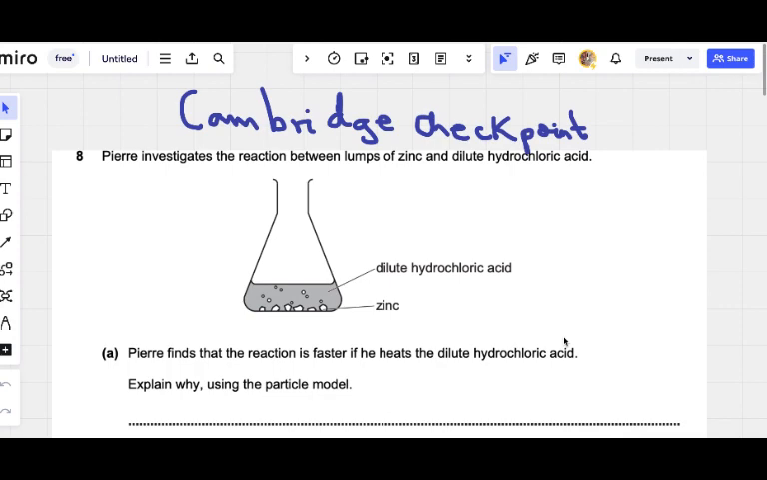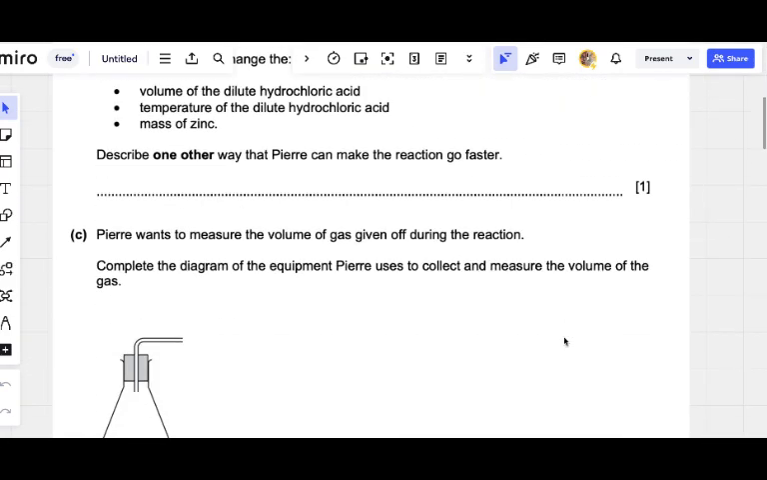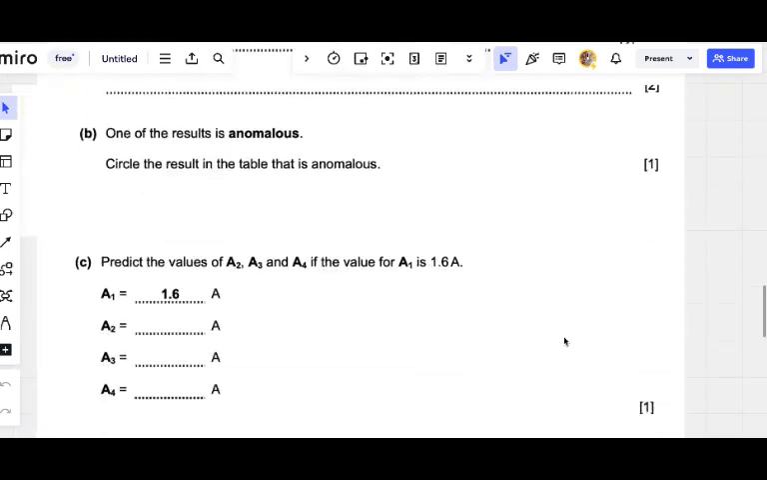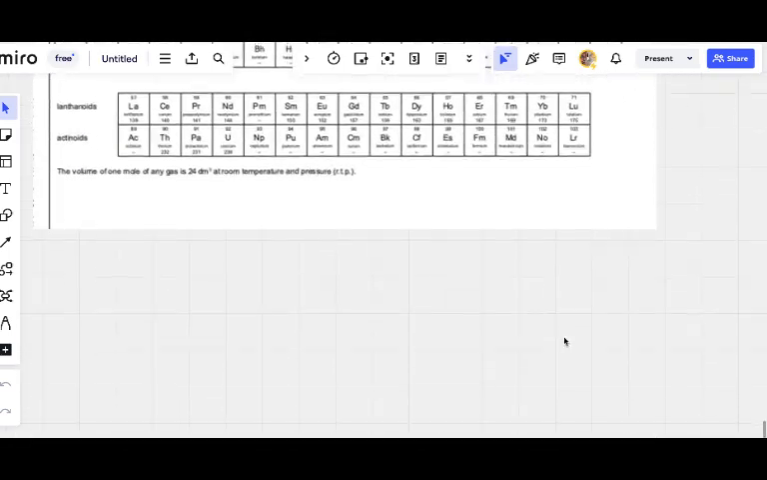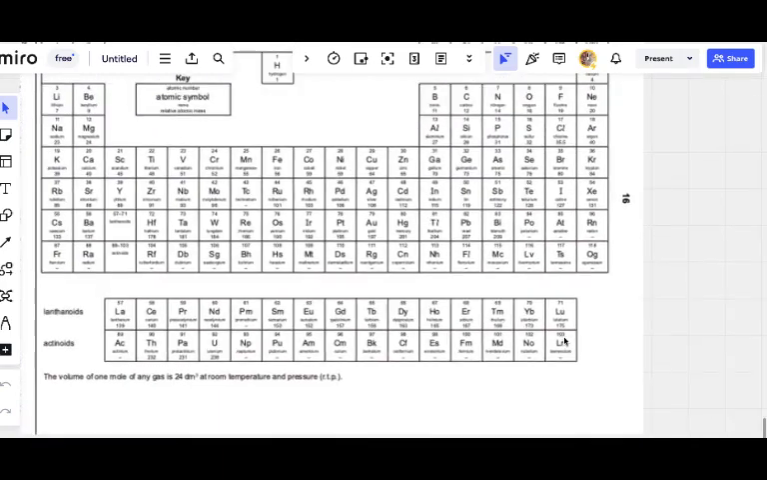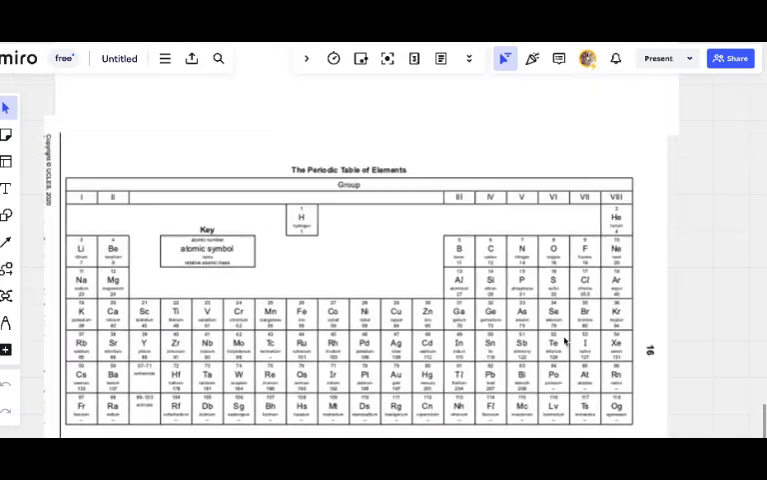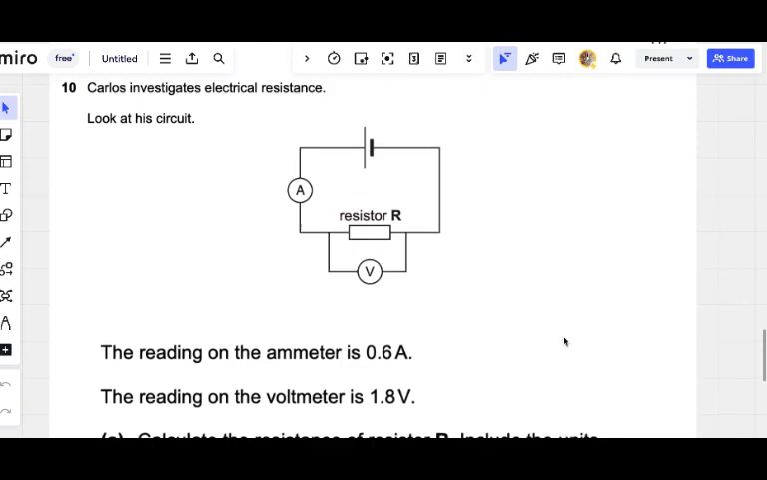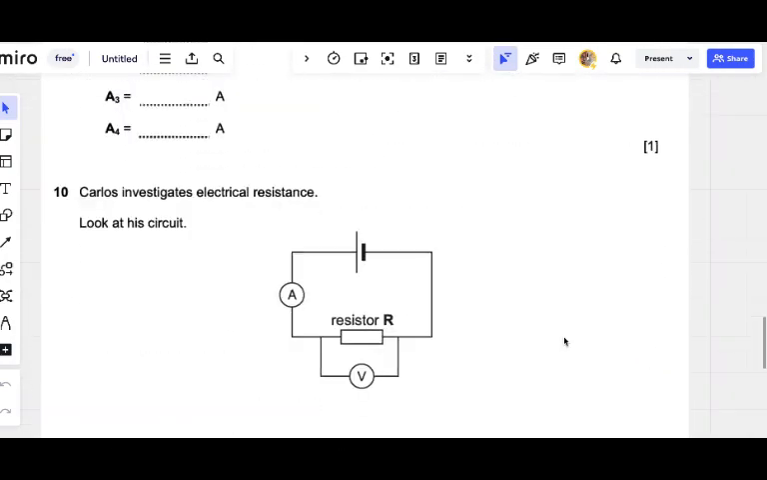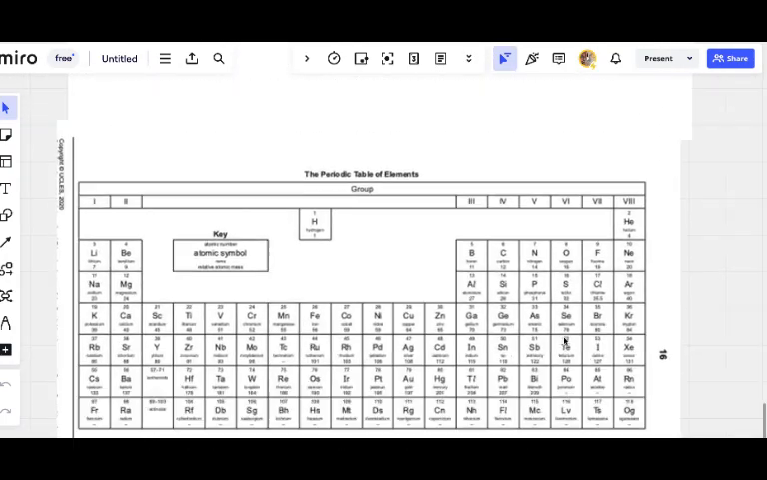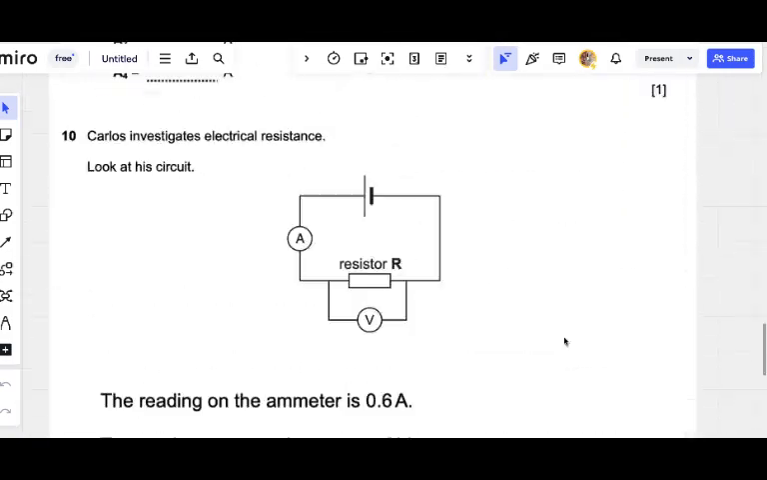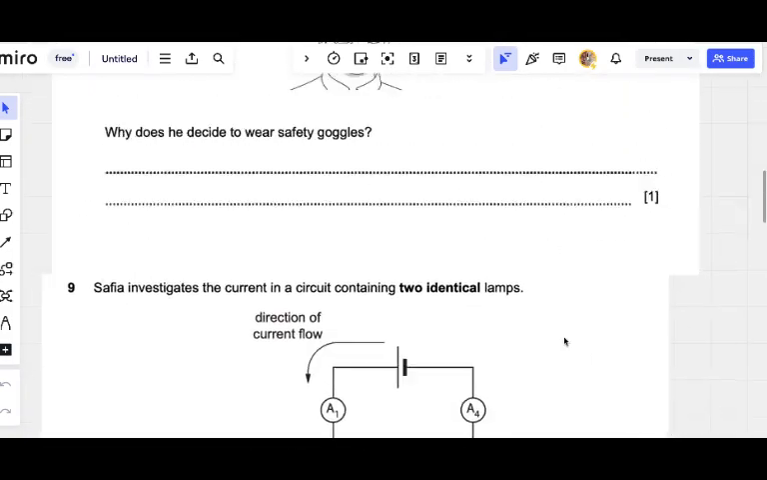Today we are looking at continuing the science paper for Cambridge Checkpoint. In our previous video we did questions 1 to 7. Today we're going to do question 8 to, if possible, the end. Here is your periodic table for you to use. So we're going to look at the remaining questions, question 8 to 10. Without much ado, let's begin.